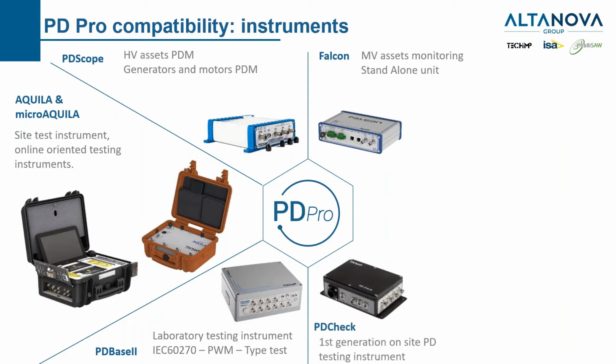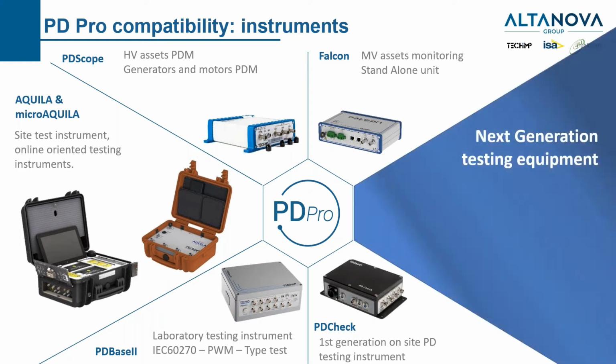Last, the classic Techimp instrument, the PD Check, the first generation of on-site PD testing instrument, is still compatible with the PD Pro. We can acquire data and analyze data with the same instrument. In the future, all the next generation testing equipment will be compliant with PD Pro, and we can take advantage of PD Pro functionalities.